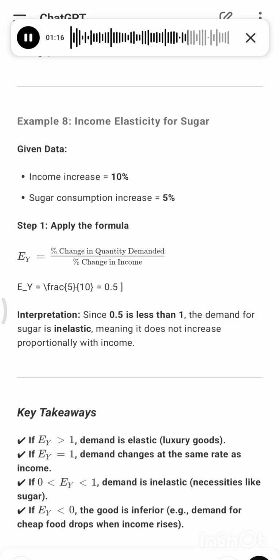Interpretation. Since 0.5 is less than 1, the demand for sugar is inelastic, meaning it does not increase proportionally with income. Key takeaways. If EY > 1, demand is elastic, luxury goods. If EY equals 1, demand changes at the same rate as income. If 0 < EY < 1, demand is inelastic, necessities like sugar. If EY < 0, the good is inferior, e.g. demand for cheap food drops when income rises.